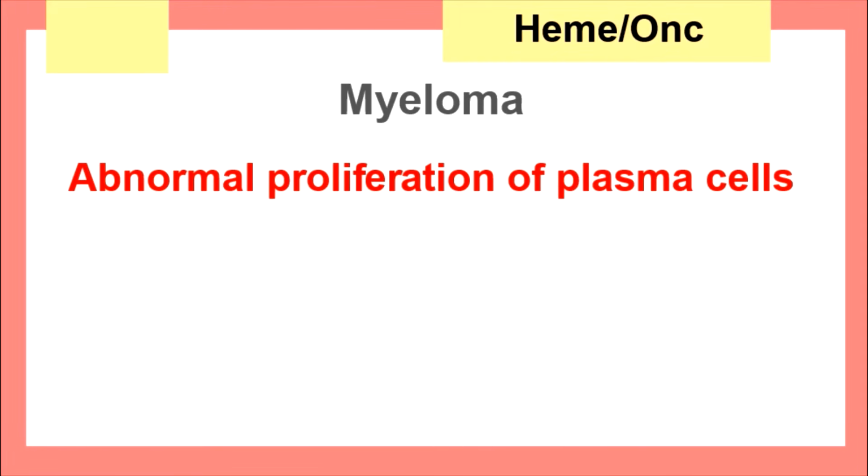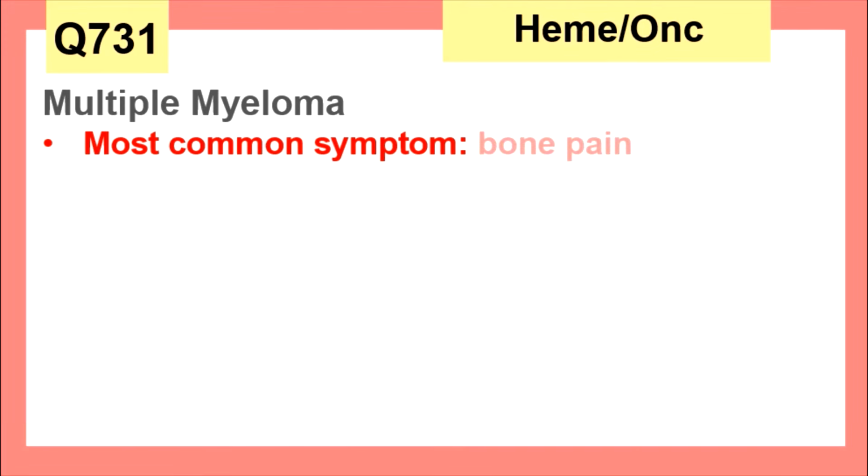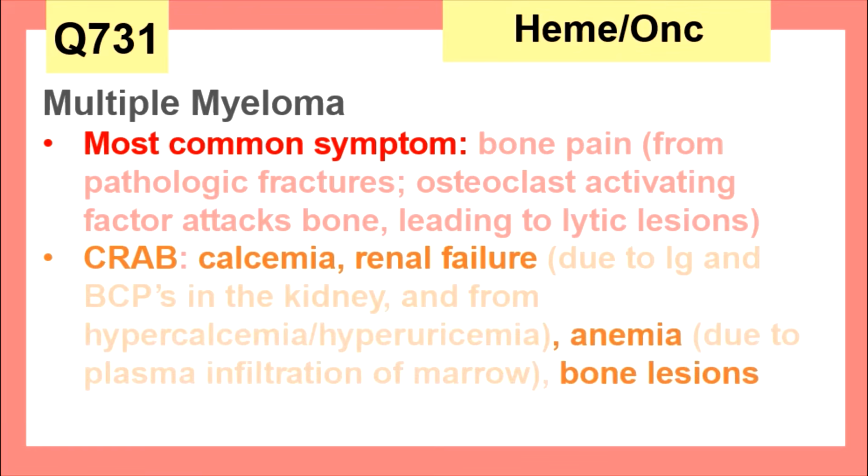All right, now let's talk about myeloma. Myeloma is abnormal proliferation of plasma cells. Multiple myeloma, 731. Most common symptom is bone pain from pathologic fractures. An osteoclast activating factor attacks bone, leading to the lytic lesions. And CRAB stands for calcemia, hypercalcemia, renal failure, lots of causes to the renal failure, anemia due to plasma infiltration of the marrow, and bone lesions, the lytic lesions.